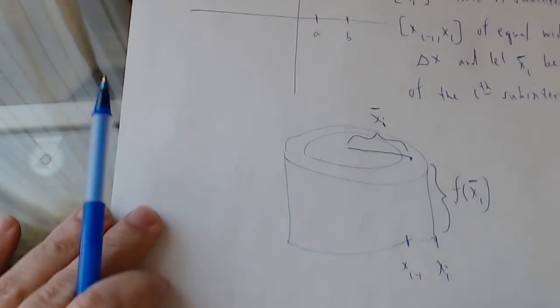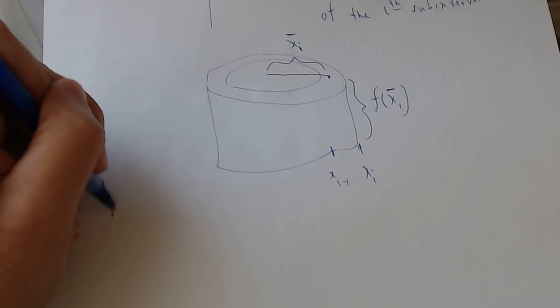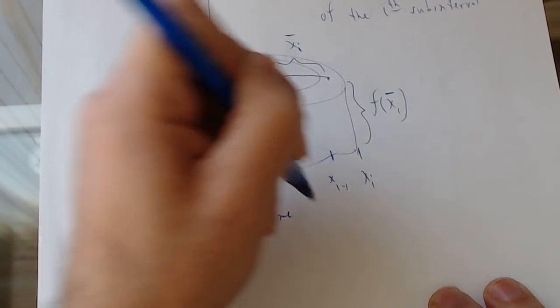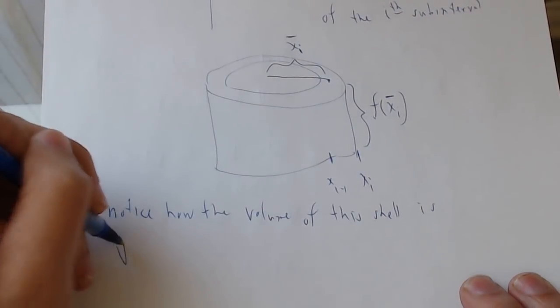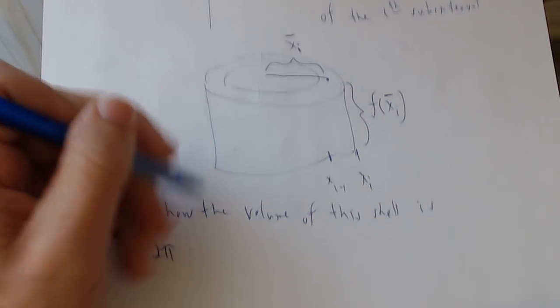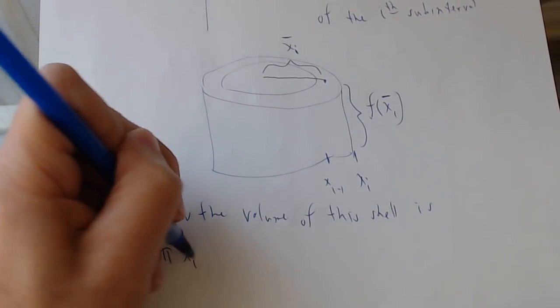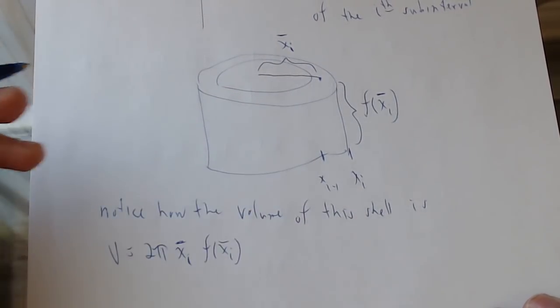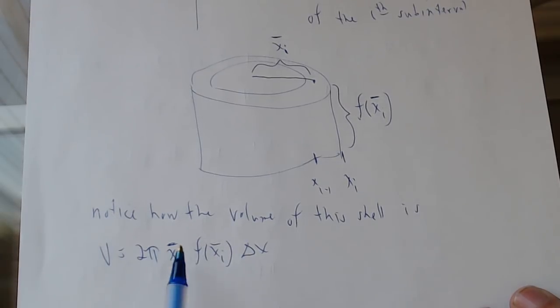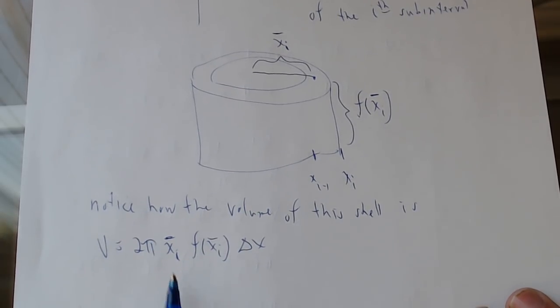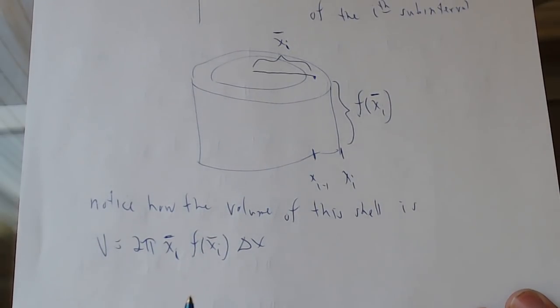So using that, we could say that, look, the volume of this shell is V equals 2 pi. The radius now becomes this x sub i bar. The height becomes f of x sub i bar, delta x. And that's the volume of the ith subinterval's shell. Now remember, we're inserting a finite number of shells. Eventually, I want to insert infinitely many shells. But what we have is that this is the ith subinterval.